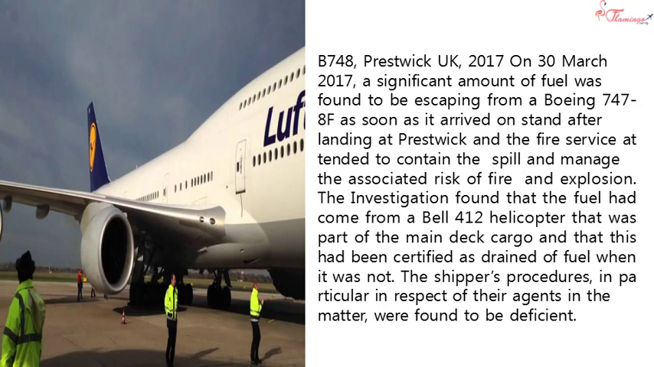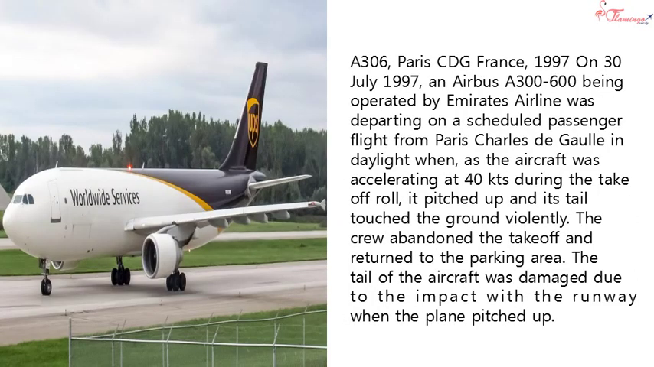A306, Paris CDG, France, 1997. On 30 July 1997, an Airbus A300-600 being operated by Emirates Airline was departing on a scheduled passenger flight from Paris Charles de Gaulle in daylight when, as the aircraft was accelerating at 40 kts during the takeoff roll, it pitched up and its tail touched the ground violently. The crew abandoned the takeoff and returned to the parking area. The tail of the aircraft was damaged due to the impact with the runway when the plane pitched up.